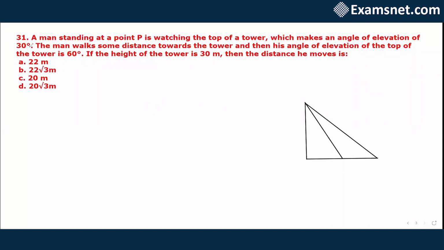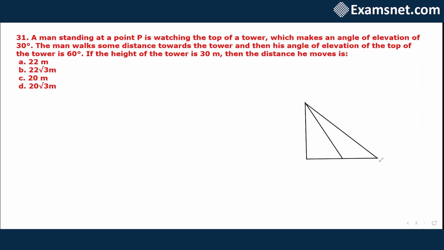It is given in question number 31. A man standing at a point P is watching the top of a tower, which makes an angle of elevation of 30 degrees. The man walks some distance towards the tower, and then his angle of elevation of the top of the tower is 60 degrees. If the height of the tower is 30 meters, then the distance he moves is, 4 options are given. Let me explain the above scenario here.